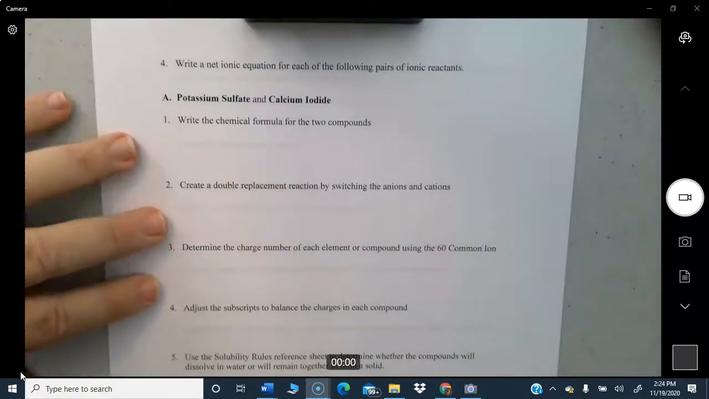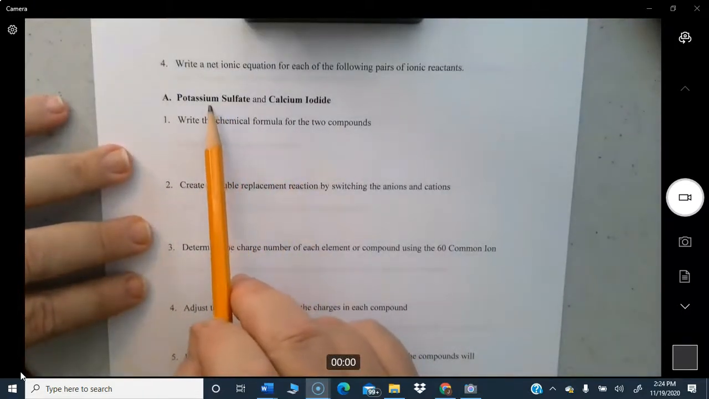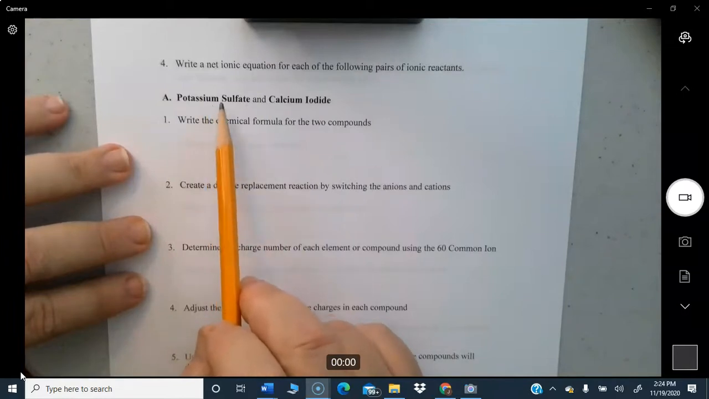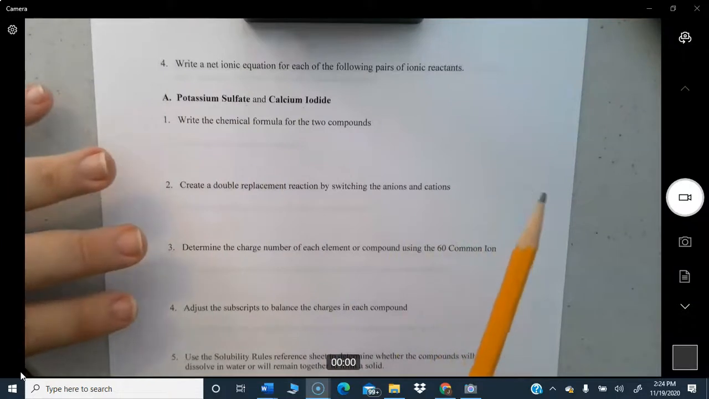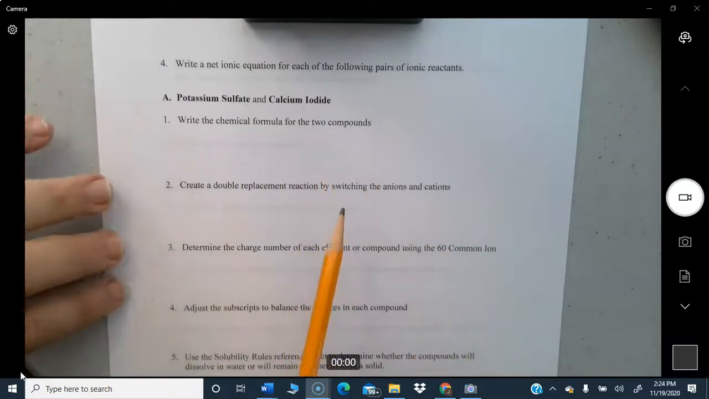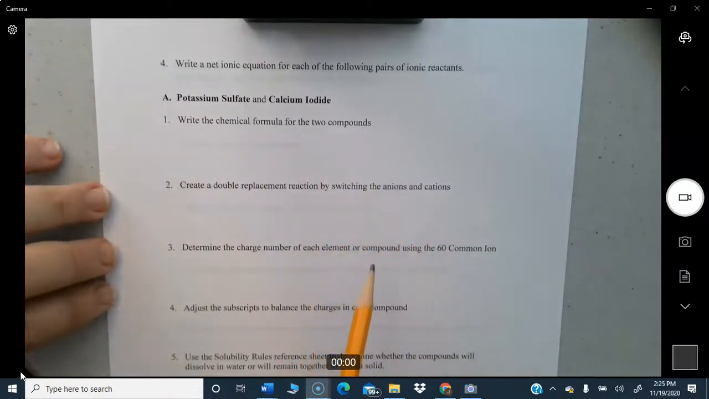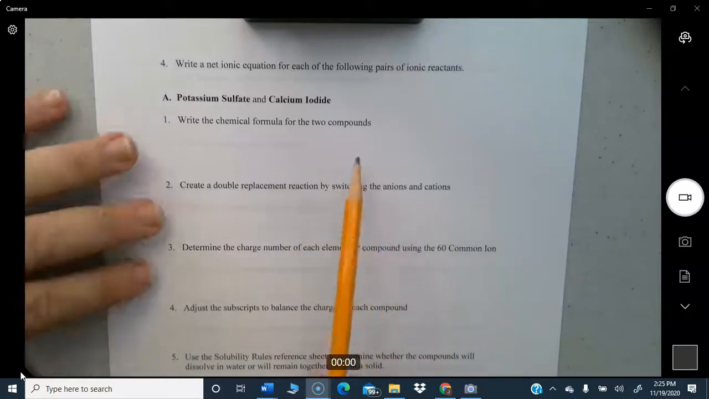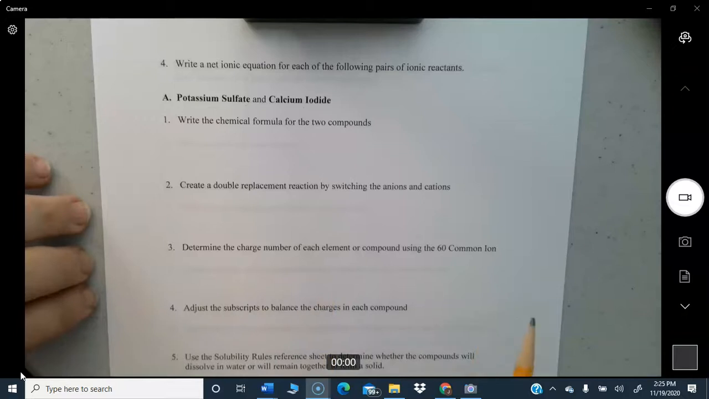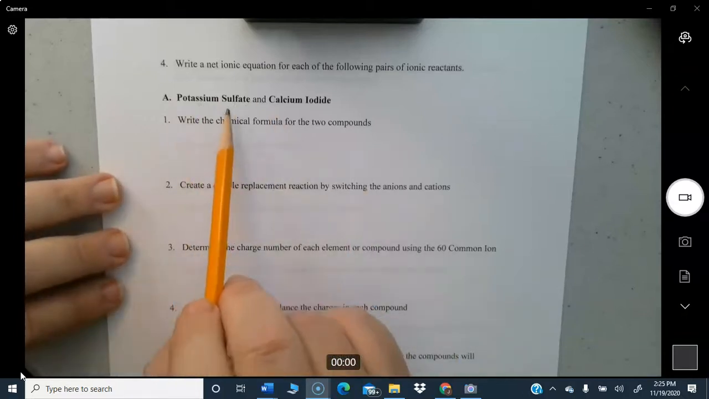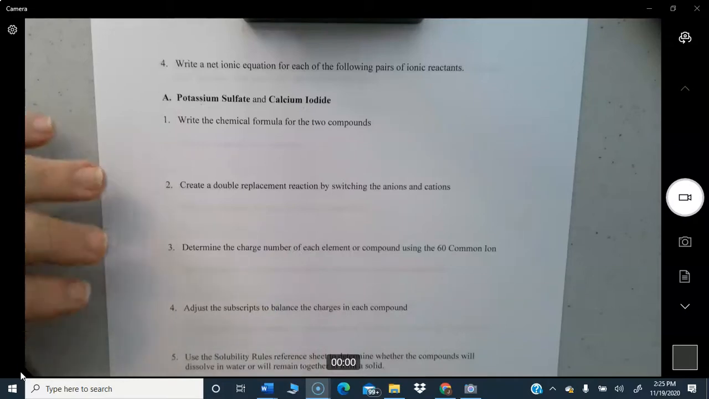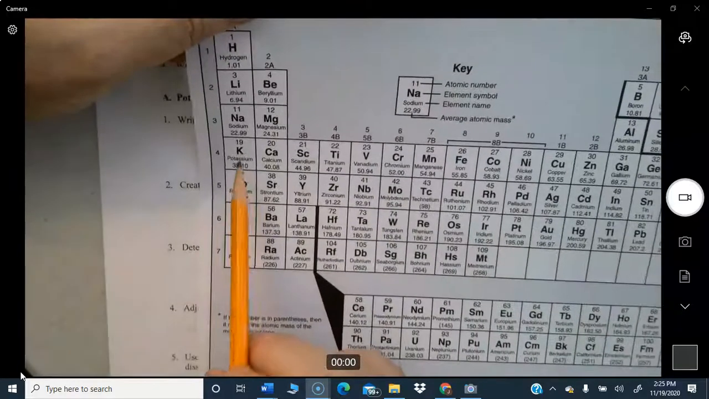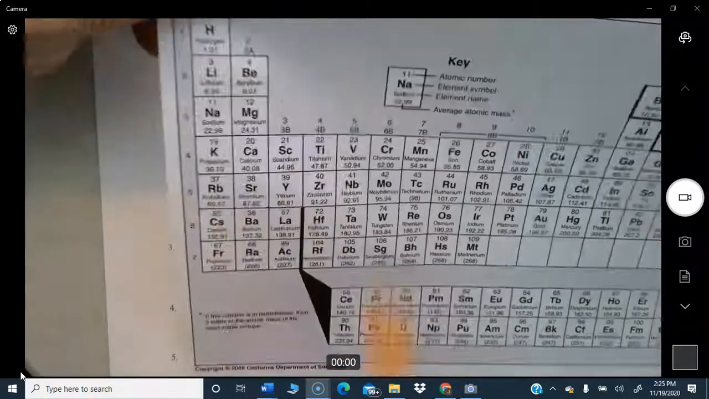Okay, so the first thing we have to do is write the net ionic equation for potassium sulfate and calcium iodide. This is the exact same one that's in the instruction video. If you watched that, try to do this without watching the video, but you always have that video, or you can just watch what I'm going to do here. First of all, we put together potassium sulfate. You look over at your periodic table and you say, there's potassium right there, it's K. So I know that's K.